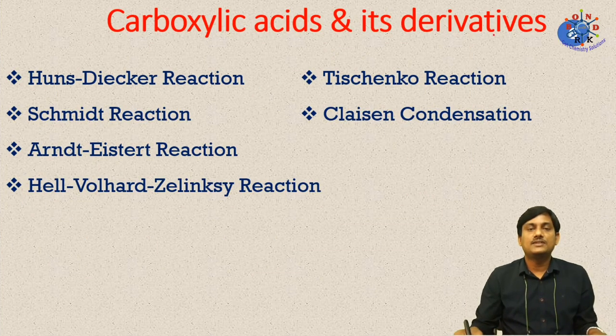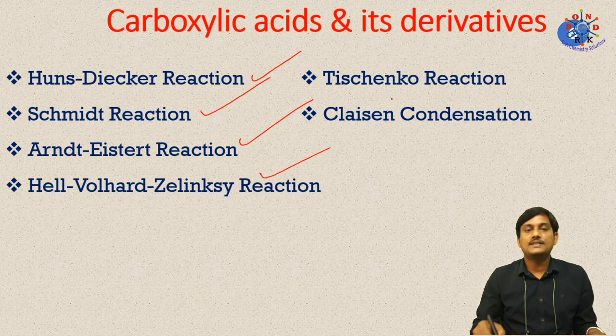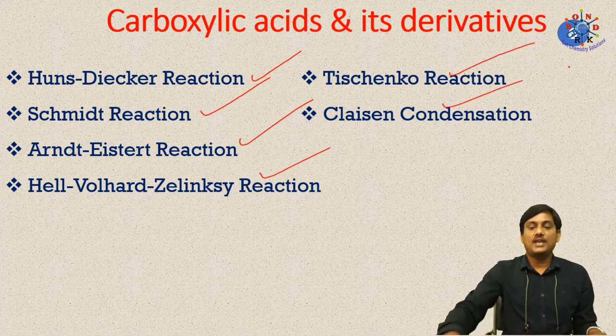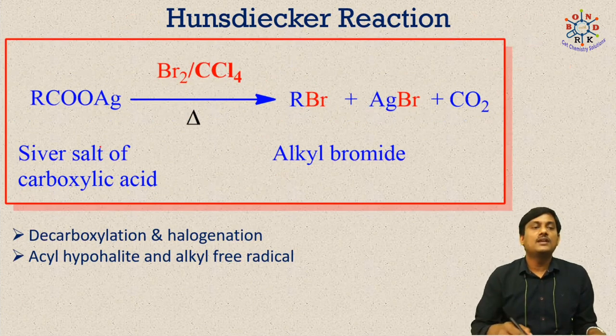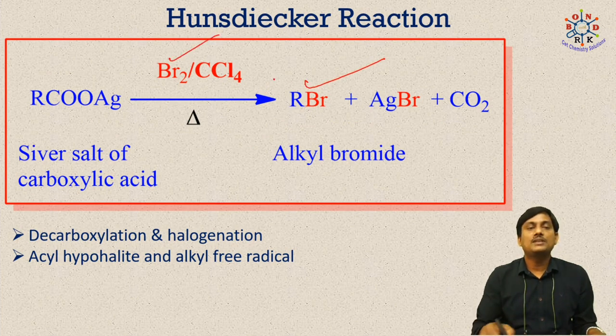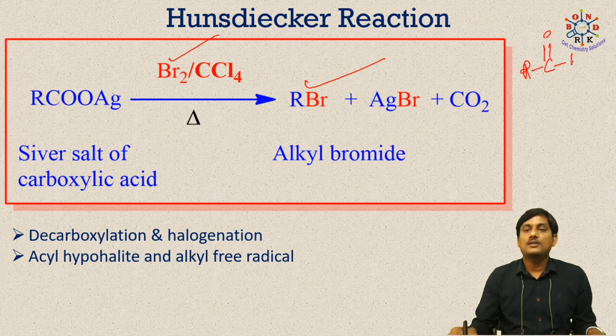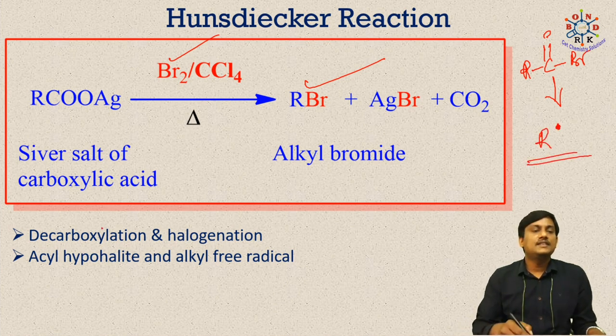In carboxylic acids and its derivatives, we have Hunsdiecker reaction, Schmidt reaction, Arndt-Eistert reaction, Hell-Volhard-Zelinsky reaction, Tishchenko reaction, and Claisen condensation reaction. In the Hunsdiecker reaction, the silver salt of carboxylic acid is converted into alkyl bromide when you treat with bromine in CCl4. First, there is a formation of alkyl hypobromite, RCOOBr, and this one is decomposed to an alkyl free radical. And this is a decarboxylation. There is a removal of CO2 and there is an addition of halogen. It's a decarboxylative halogenation reaction.